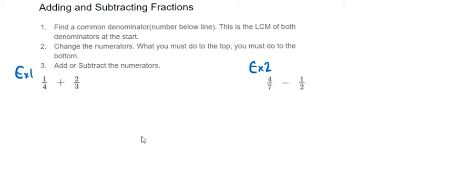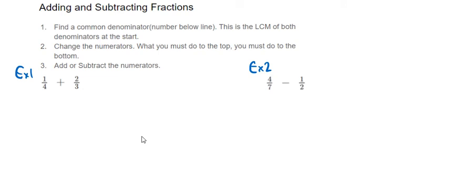Actually, the number on top is always called the numerator. The number on the bottom is always called the denominator. So in the fraction 2 over 3, the numerator is 2 and the denominator is 3. That's just what they're called.